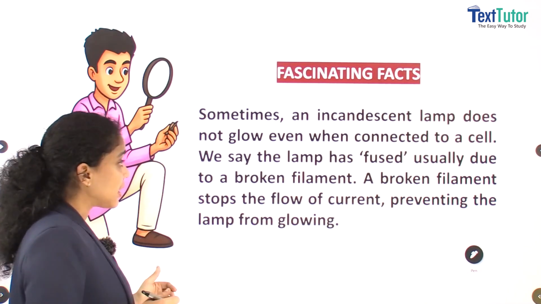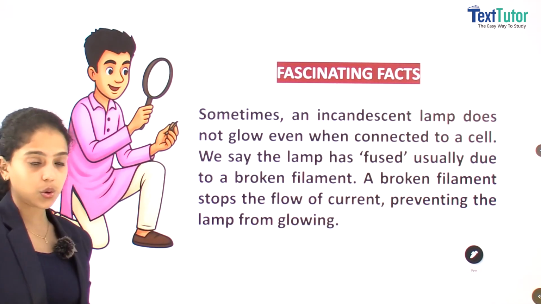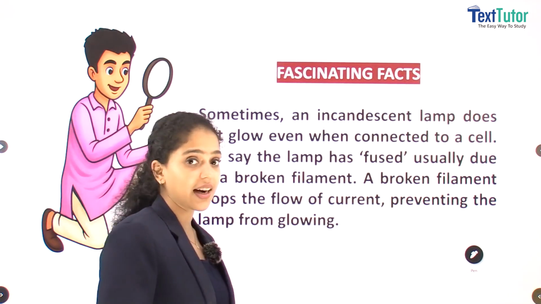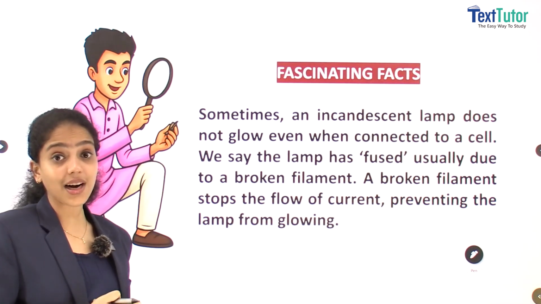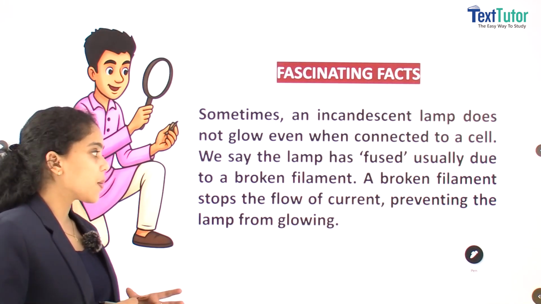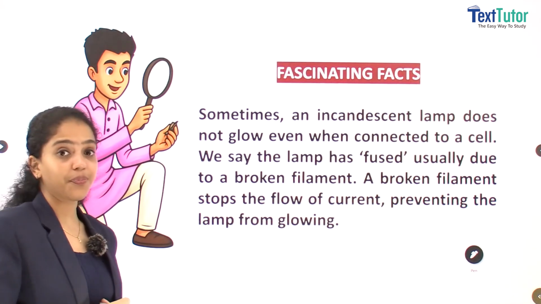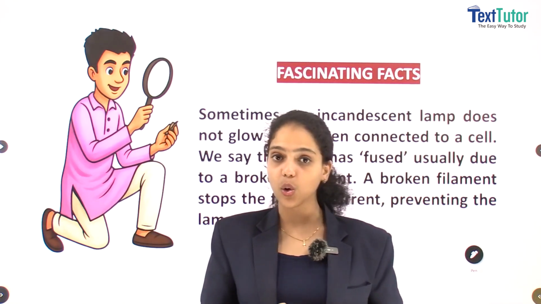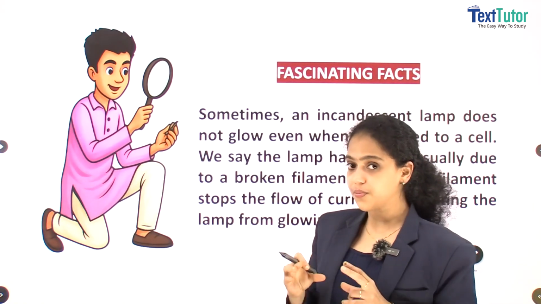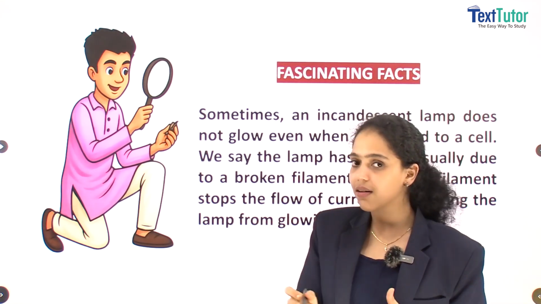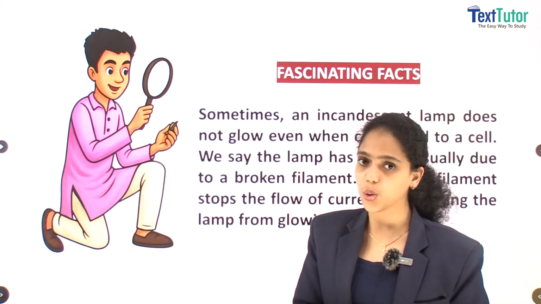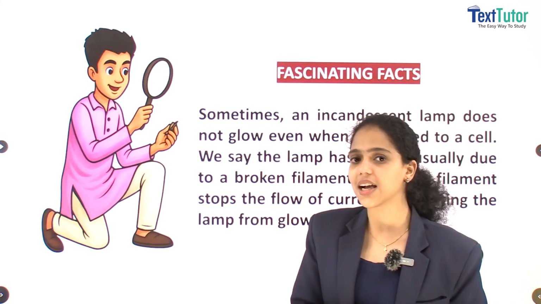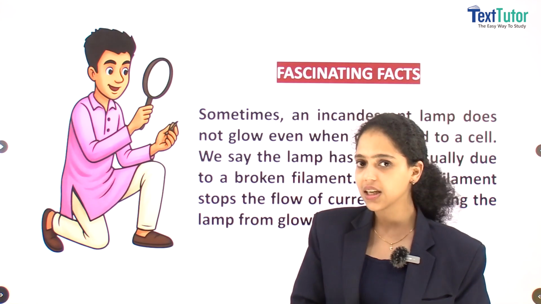So the current will not flow through it. A broken filament stops the flow of current and prevents the lamp from glowing. This broken filament is not a closed circuit, so it will not allow the electric current to flow, and it will stop the current from flowing. Clear?